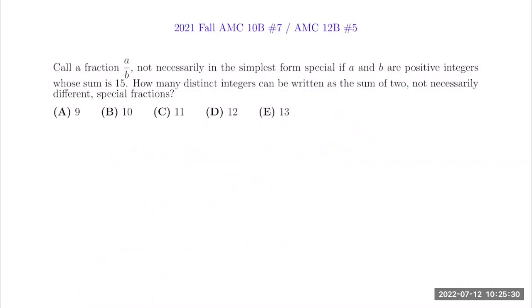Call a fraction a over b, not necessarily in the simplest form, special if a and b are positive integers whose sum is 15. How many distinct integers can be written as a sum of two, not necessarily different, special fractions? Let's first write out these special fractions.